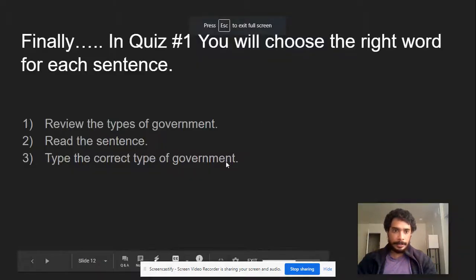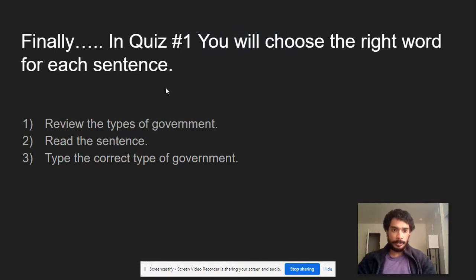And then the last thing you're going to do is take quiz number 1. You choose the right word for each sentence: review the types of government, read the sentence, and type the correct type of government.